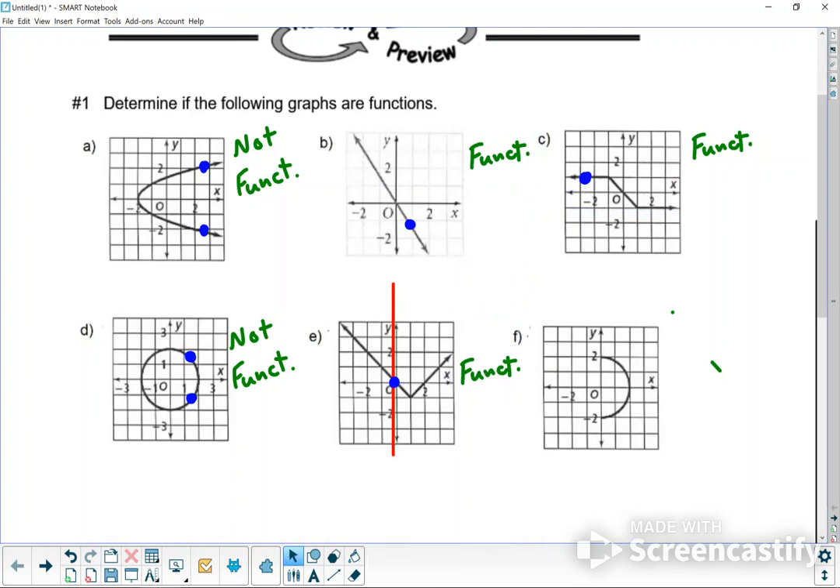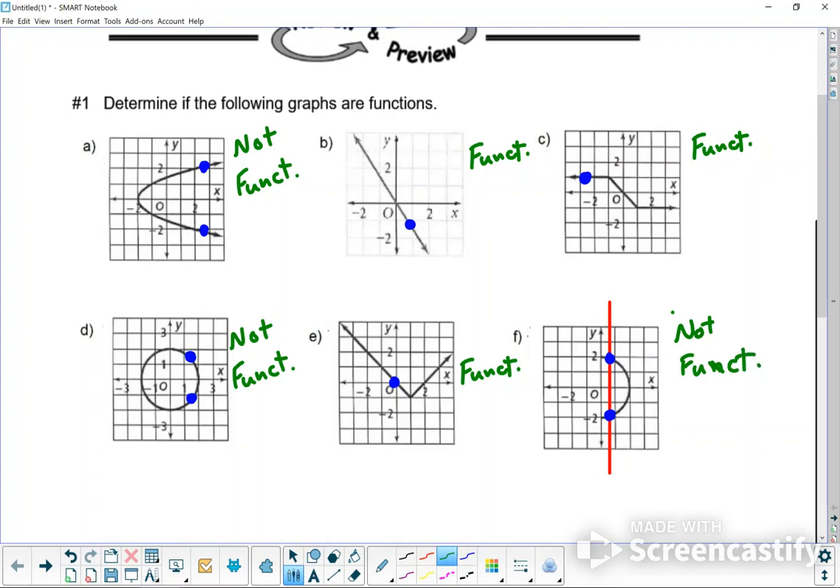Okay, last one for that set. F. And again, just like the circle, if I just put my vertical line right there, yes, it will only touch it once. But you gotta run it through the graph, not just leave it at one place. So when I move it across here, like let's say right there, you can see that this red vertical line is now touching that graph at two locations, and this right here would be not a function.